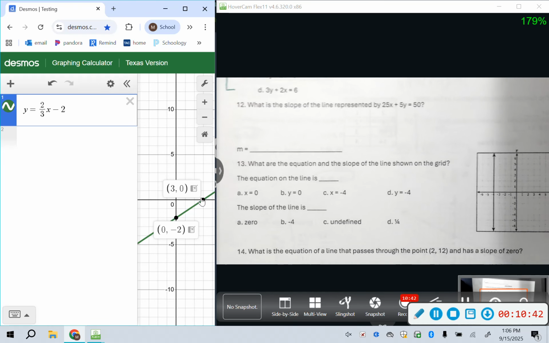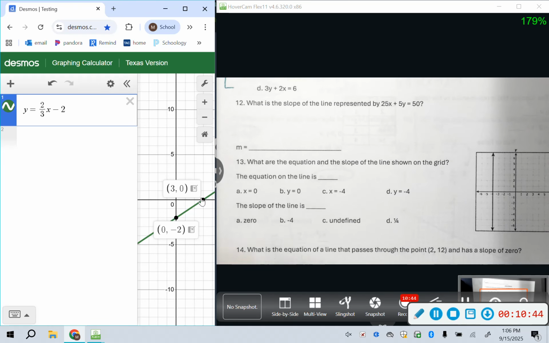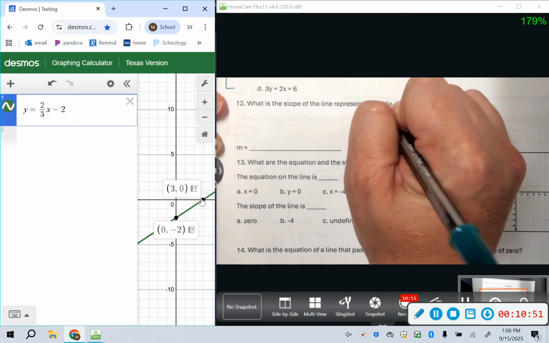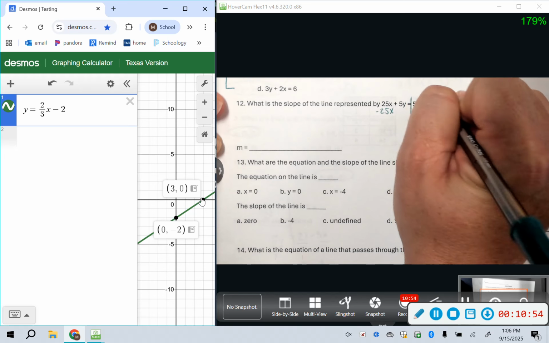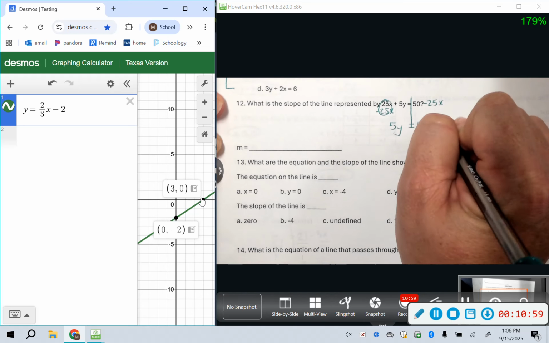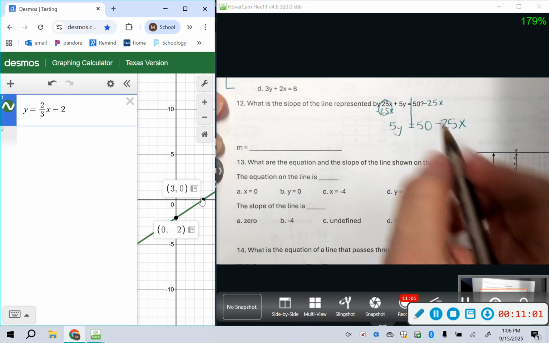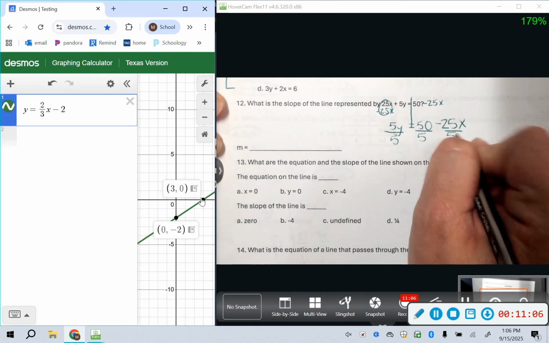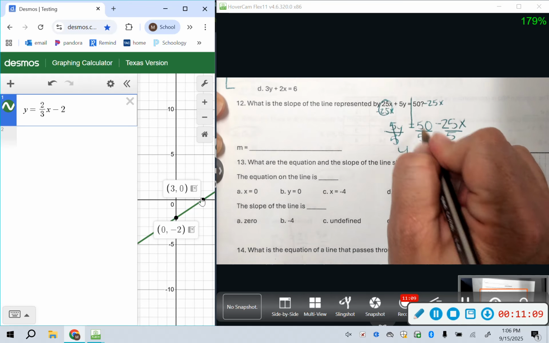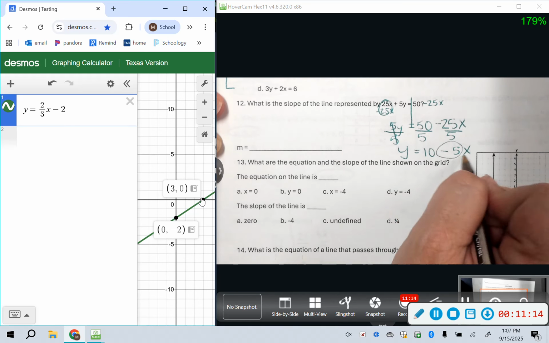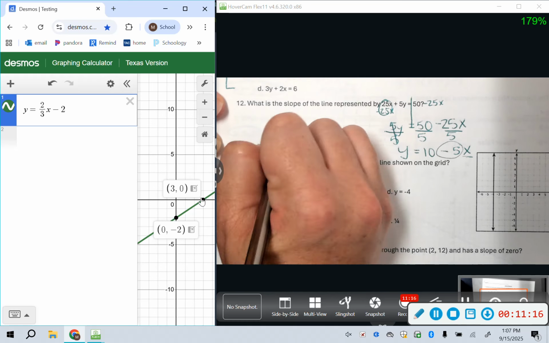Okay, number 12 is separate. It says, what is the slope of the line represented by this? Well, this is standard form, so to find our slope, we have to solve for y. So I'm going to move my x: minus 25x, minus 25x. That leaves me with 5y equals 50 minus 25x. And I divide by what's in front of y. That leaves me with y equals 10 minus 5x. And remember, slope is always what's touching our x value. So slope is negative 5.